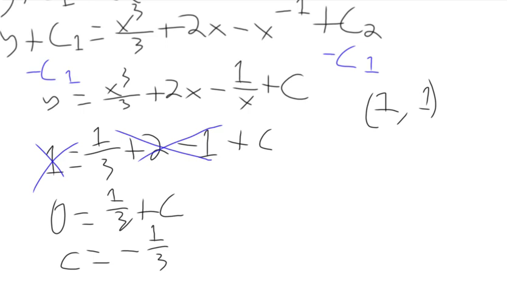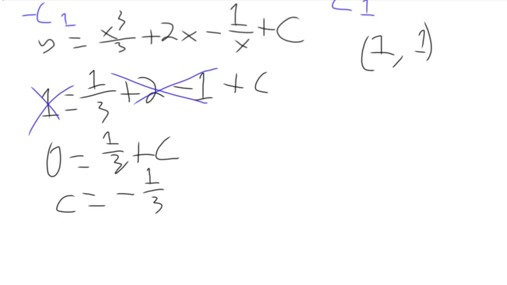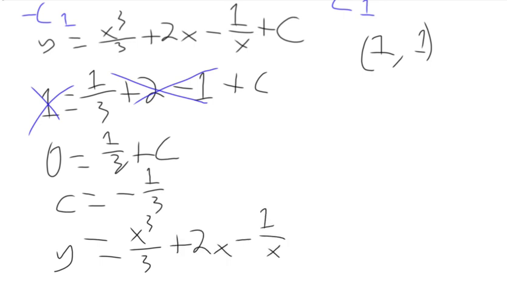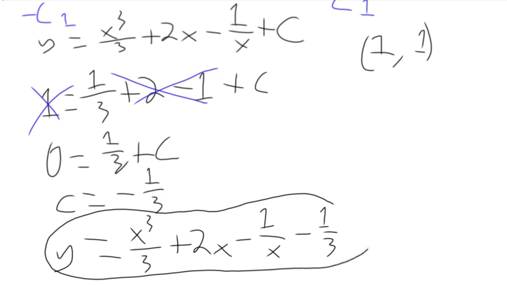So now all I have to do is put that in right here, and I'll rewrite the whole thing, because they'll want you to do that on the test. So now we know that y equals x cubed over 3 plus 2x minus 1 over x minus 1/3. And now we have solved for y in terms of x, and we're done with this problem.